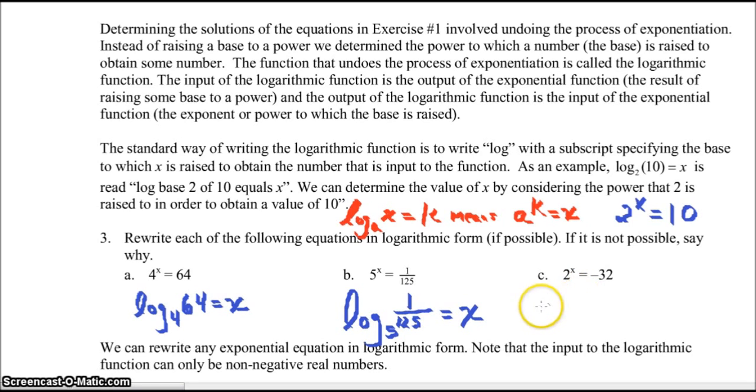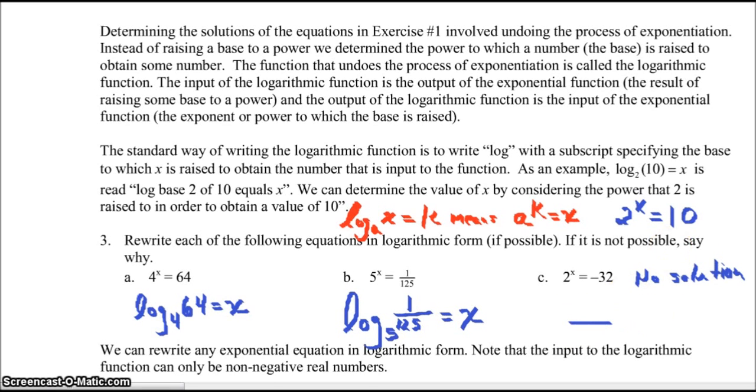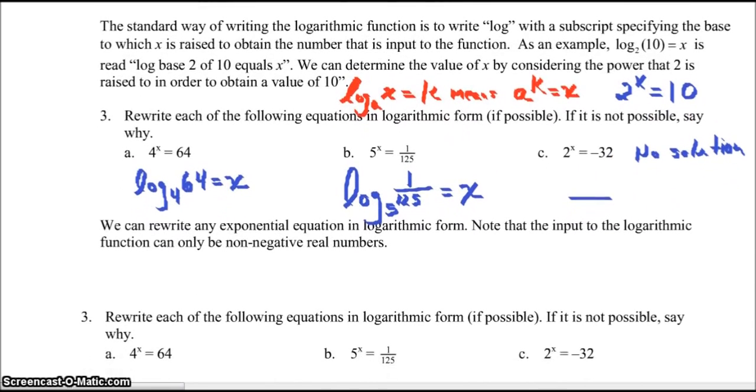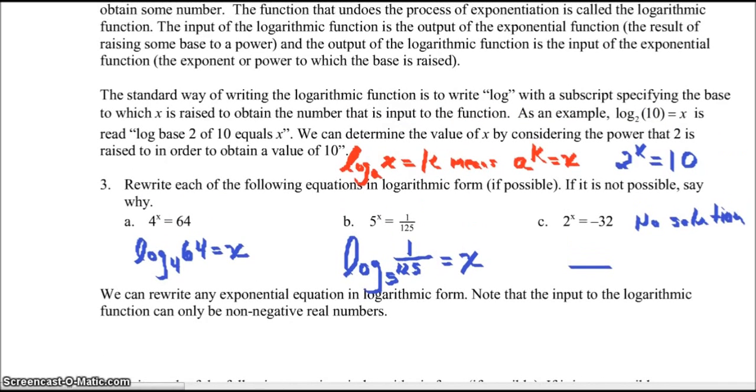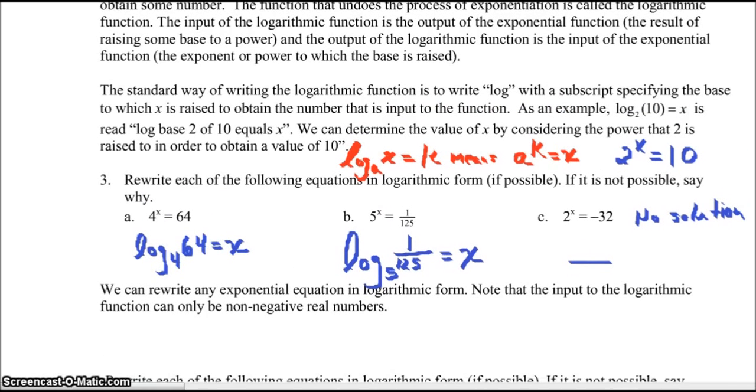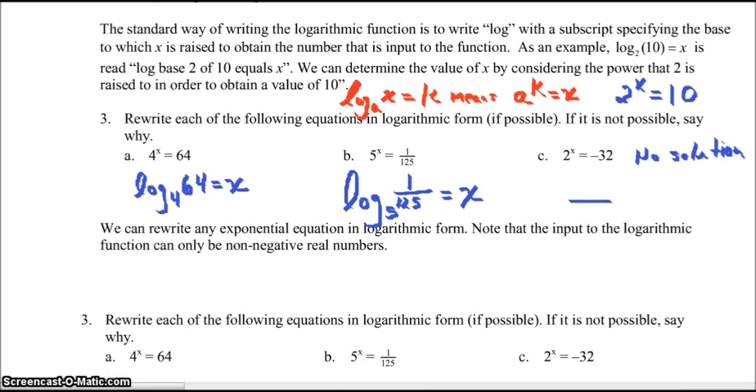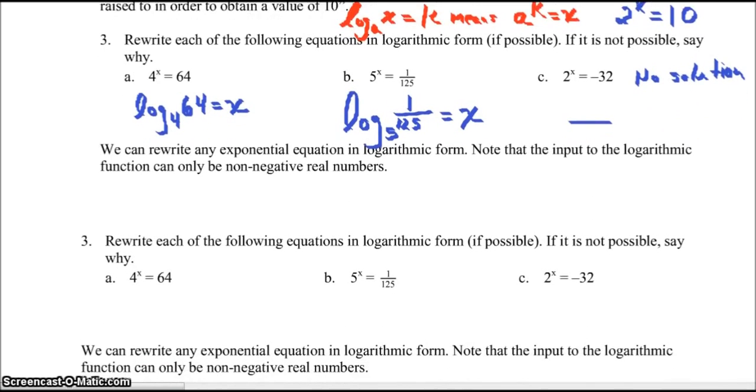It's not possible, like there's no value of x that works here. This equation has no solution. We can't find any exponent such that 2 times 2 times 2 is negative 32. So we can't write the log here. It's just not going to work. We can rewrite any exponential equation in logarithmic form. Note that the input to the logarithmic function can only be positive real numbers.